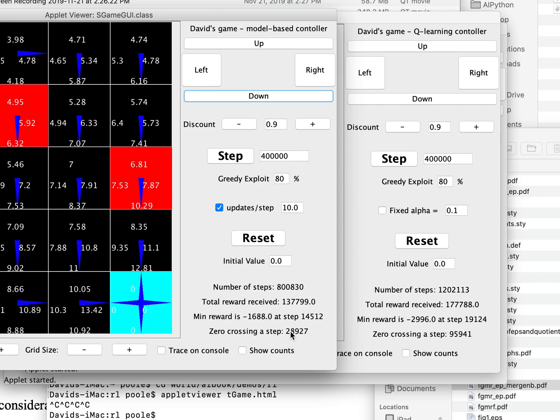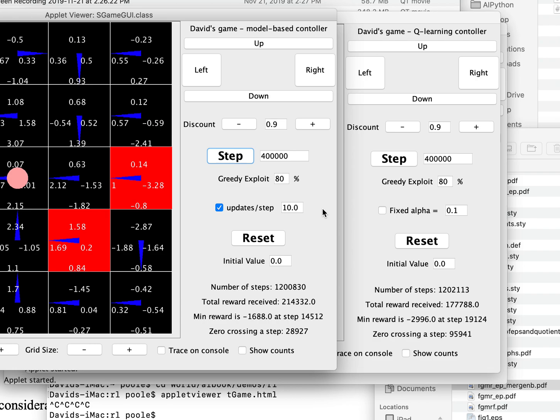So the model-based controller ended up acting more sensibly, and it had a much earlier zero crossing. Some of these are penalties and some of these are rewards, and it actually gets to the point where it crosses zero. So it's much faster to learn, but it's actually more complicated. It's about the same number of actions in the world, but has much more detail.